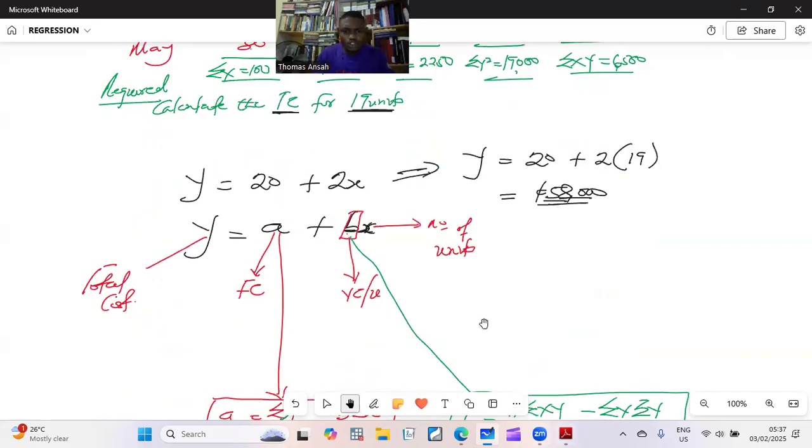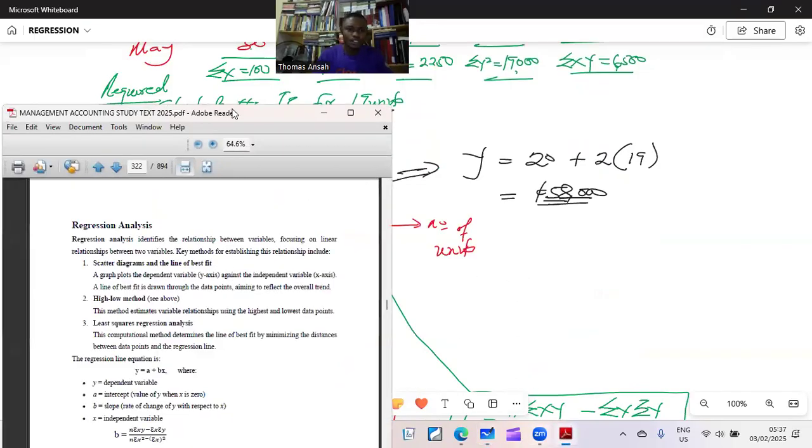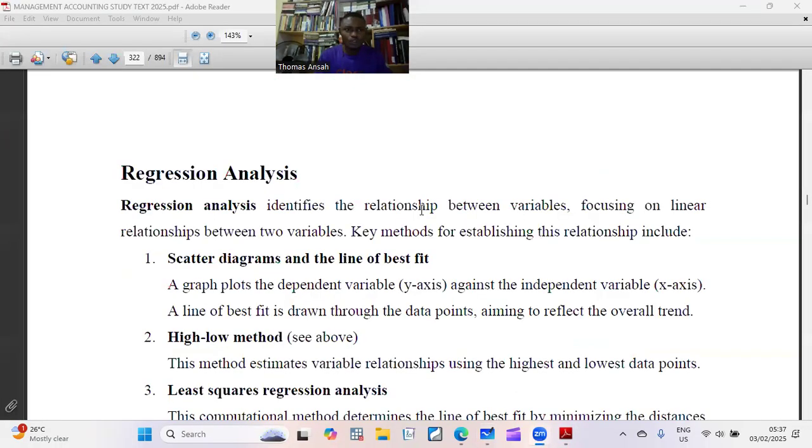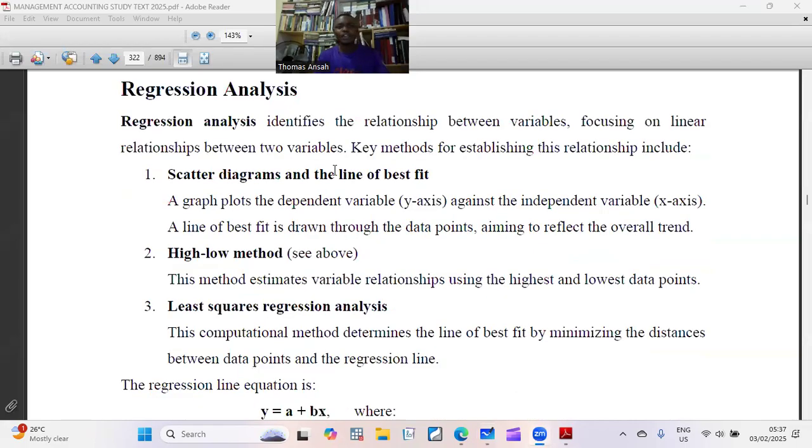Now, let's do some theoretical understanding of what we have just done. The whole concept we've gone through is regression analysis, and it identifies the relationship between the variables on a linear basis. When you are doing this, we talk about using a scatter diagram to find out which line best fits the plots of the XY axis. We did this when we were doing the learning curve. Then the high-low method, we've actually done that. Then the least squares regression, this is an advanced form.